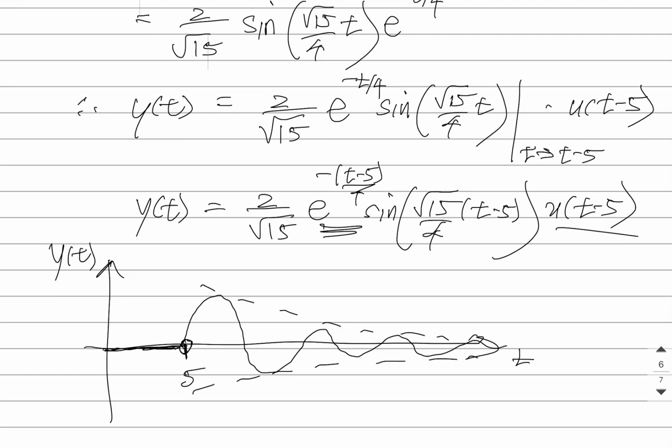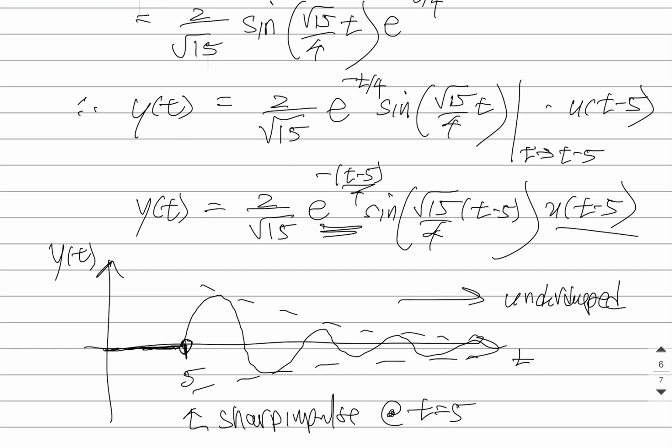I expect to see a sharp impulse at time 5, and then this underdamped behavior afterward. In that sense, the delta function is great as a physical model. We're going to look in the next video at how it's useful for mathematics in the Green's function.